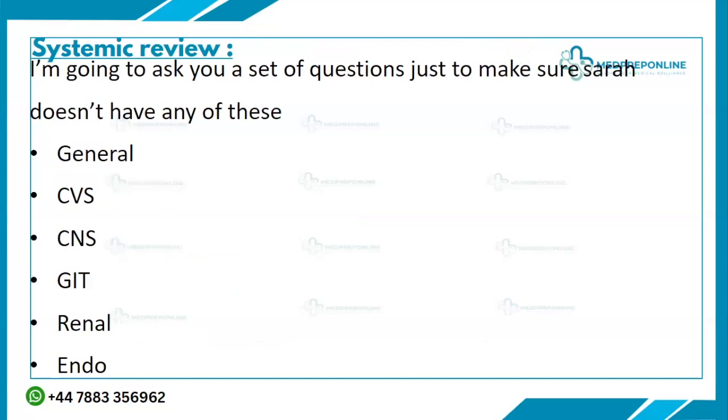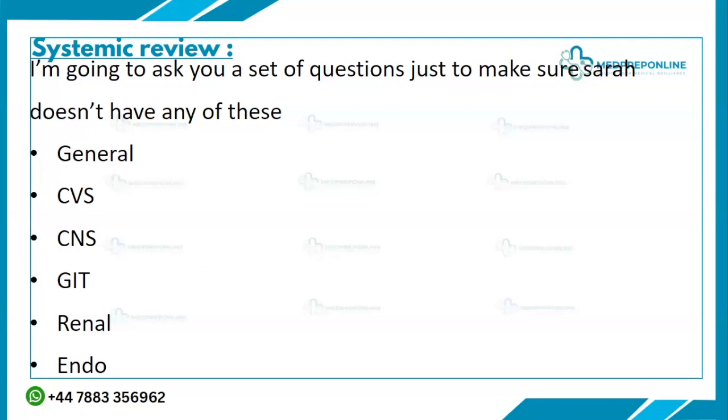Then we move on to the systemic review. It seems like it takes time, but it doesn't at all. You just say, okay, I'm going to ask you a set of questions to make sure Sarah doesn't have any of these. In general, you'll quickly ask any fever, any weight loss, let her respond to that, and just be smooth, but at the same time try to be a bit quick.